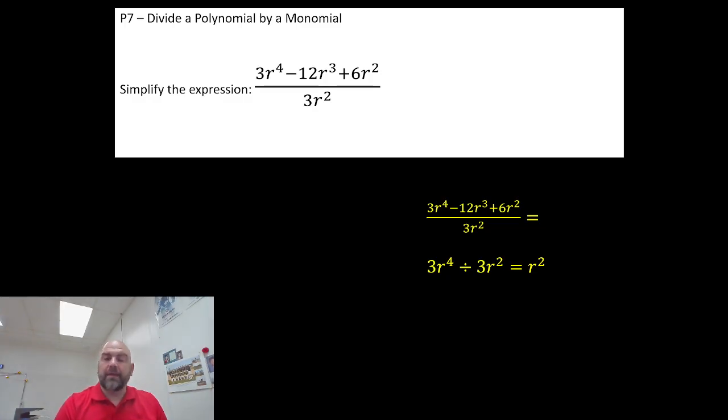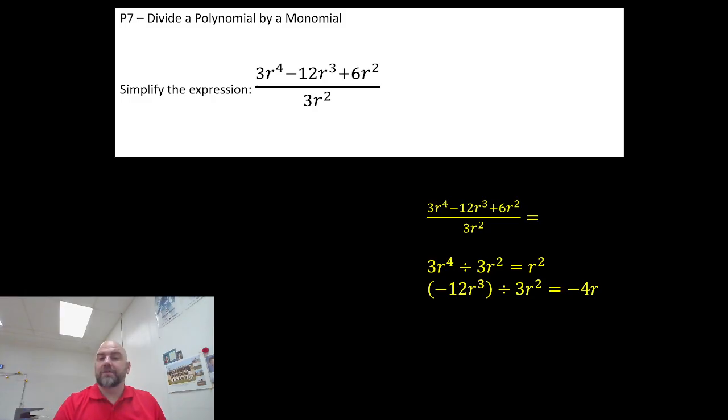Next, we need to do the same thing with our second term, negative 12r^3. We're going to divide that, and because it's a negative in the question, it has to be a negative as well when we do our division. And so it's negative 12 divided by 3, which is negative 4, and r^3 divided by r^2, 3 minus 2 is 1, and so we are left with negative 4r.